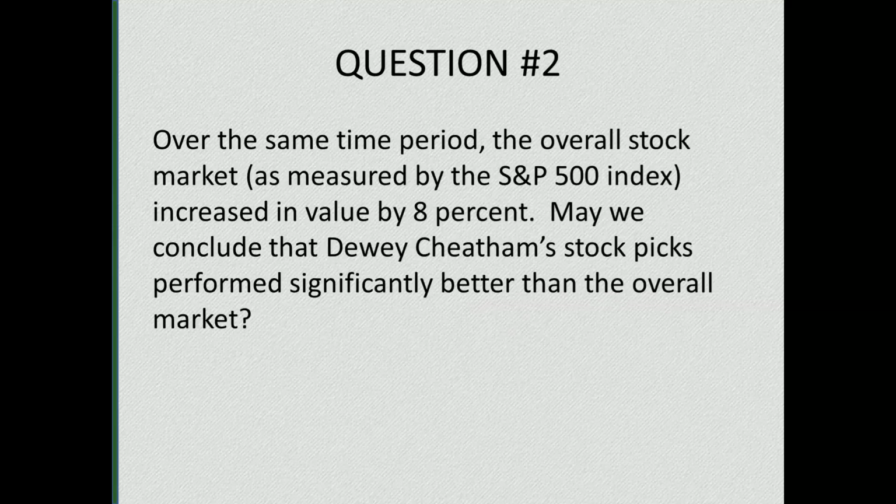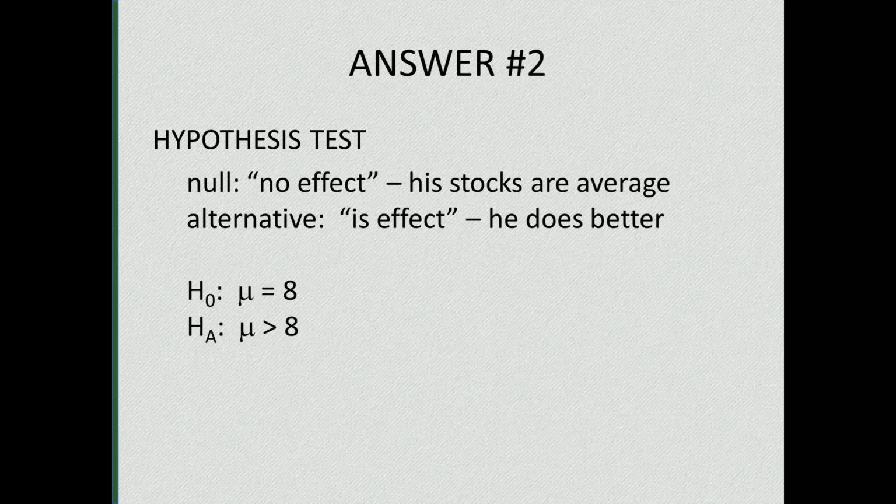Follow-on question. The overall market during this time made 8%. Can your advisor significantly outperform the market? In other words, this is a hypothesis test. Null hypothesis of no effect: his stocks just perform average. Versus alternative: his stocks do better than average in the long run. So we're testing the population mean, Greek letter mu, whether that's the 8% market average or better than 8%.